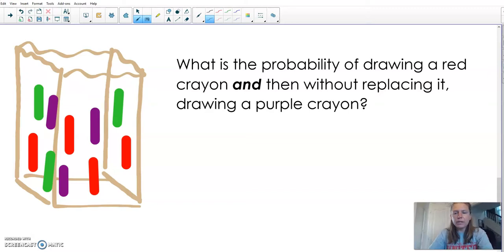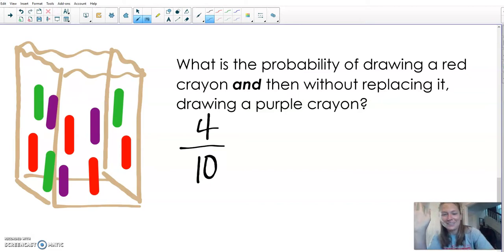And next, what is the probability of drawing a red crayon? Okay, well, a red crayon, there are 4 out of 1, 2, 3, 4, 5, 6, 7, 8, 9, 10 total crayons. I know those don't actually look like crayons.